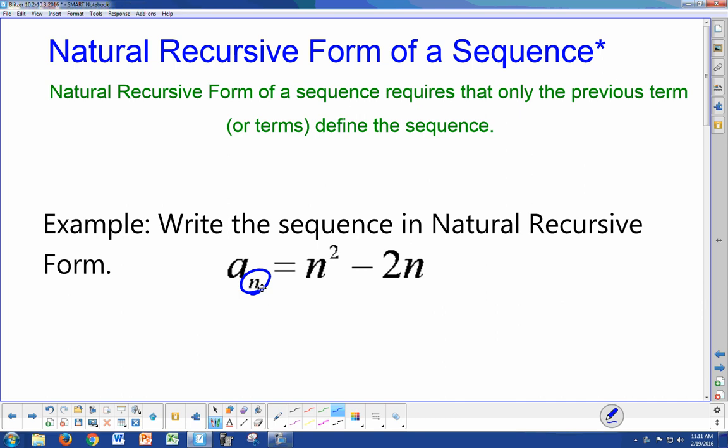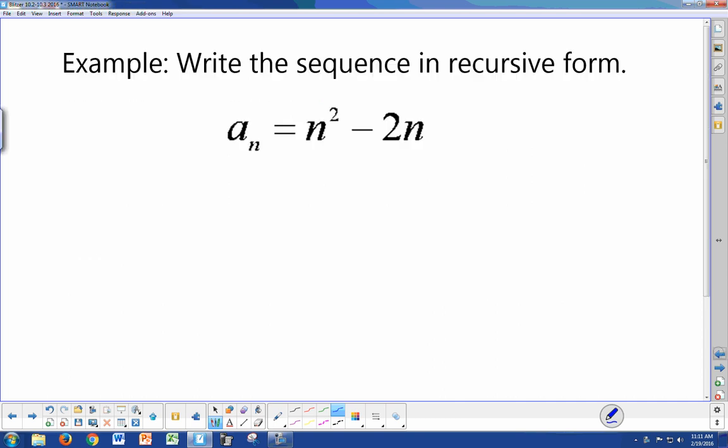So what we're going to try to do ultimately is to turn this into a sequence that is in recursive form that has no n's in it. But before we do that, we're going to have to do this in what we would consider algebra or pre-calculus form, which would be the typical form that you would see all over the internet or wherever.